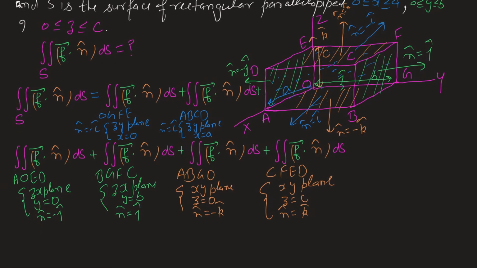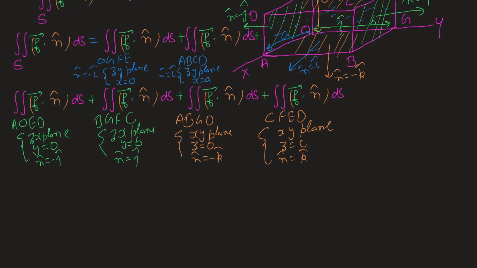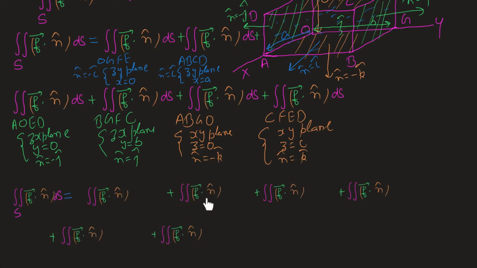Now we see that we can write this integral like this. Some of these six integrals I have written. Now we know that this is the zy plane, so it will be dy dz, and this is also the zy plane, so this will be dy dz.